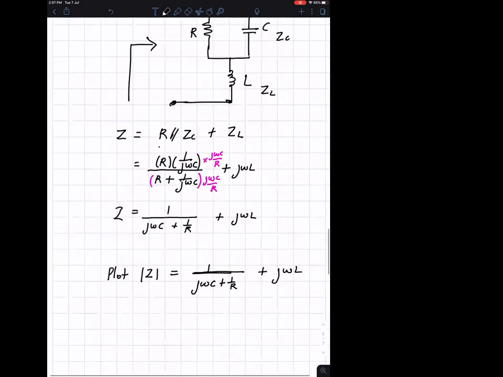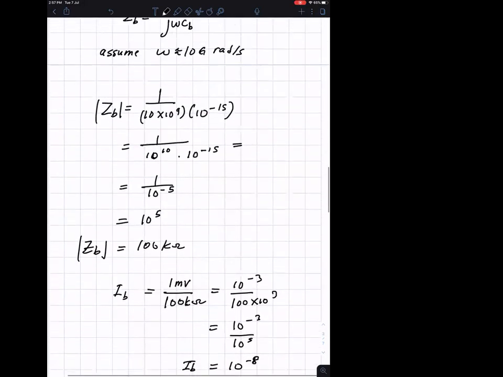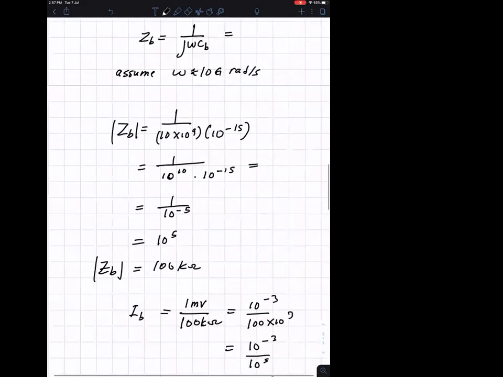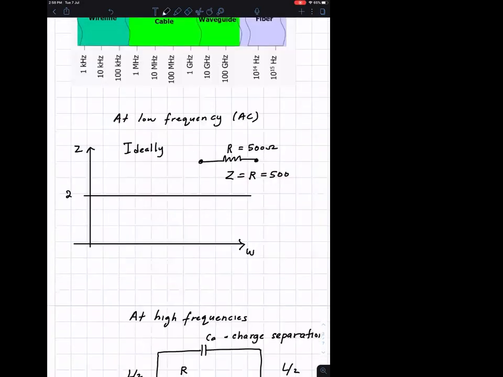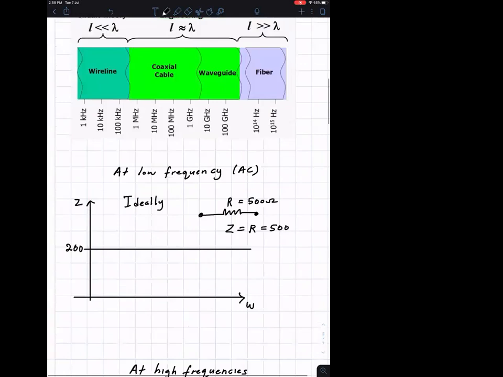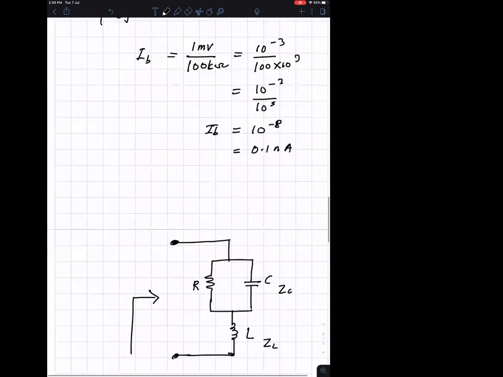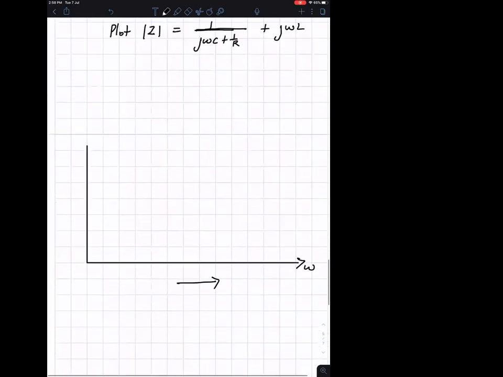Okay, let's assume the resistor value. Just now I said 200, right? Earlier I said 500, but I'm going to change it to 200. Nothing wrong with 500, but my subsequent example was based on 200. Sorry about that. So let's say you're starting at 200 right here. This is your magnitude.